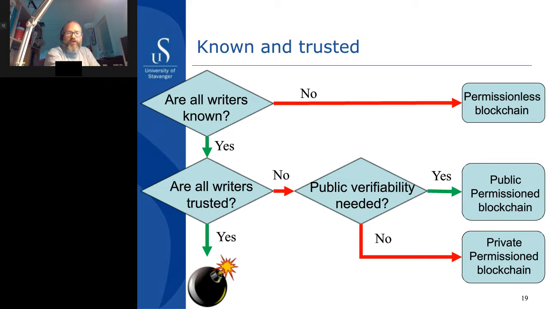If all the writers are known, then you need to know, are all the writers trusted? If the answer to that is yes, then again, you don't need a blockchain. You can just use a database or whatever. If all the writers are not trusted, then you need to decide whether you need public verifiability. If the answer is yes, then you might need a public permissioned blockchain. If the answer is no, then you could use a private permissioned blockchain.